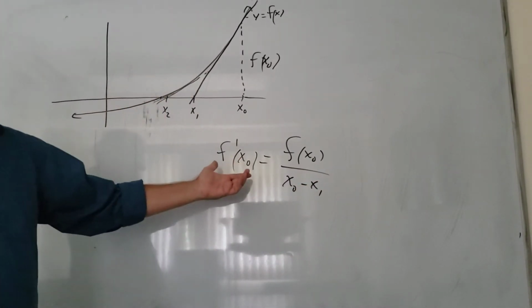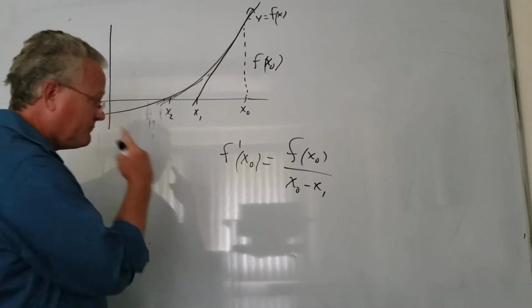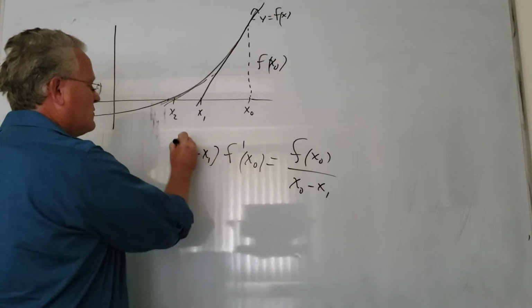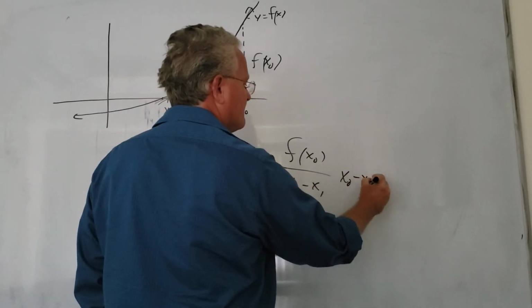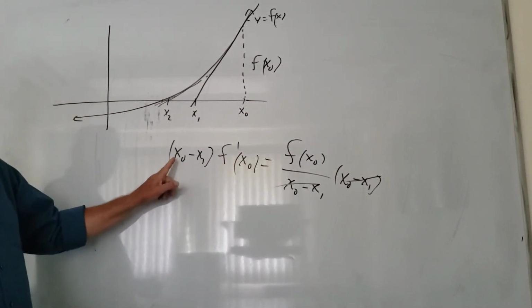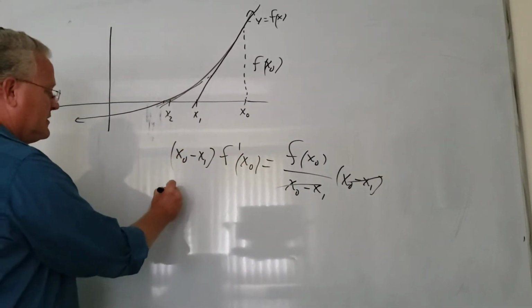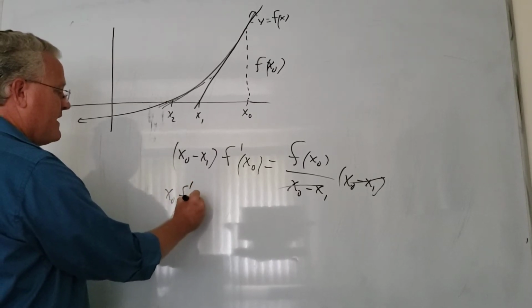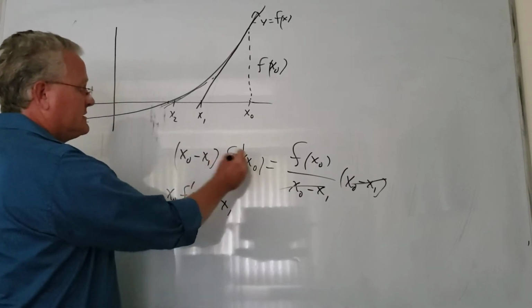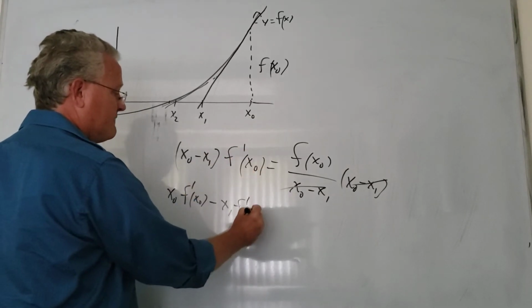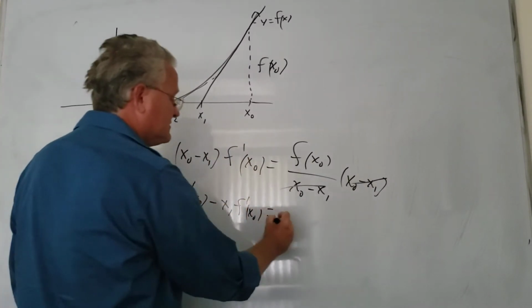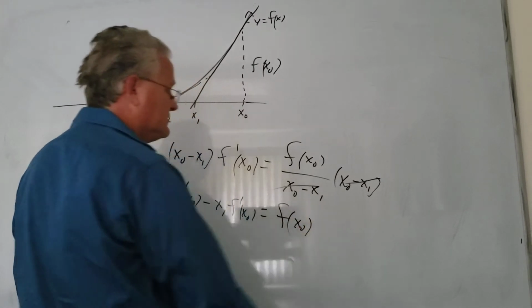Now what we want to do is just solve this equation for x1. So if I multiply both sides by x0 minus x1, on this side they cancel, and we're left with this. If I distribute, we get x0 times the derivative of f at x0 minus x1 times the derivative of f evaluated at x0. I just distributed that. And as we can see, this is equal to f evaluated at x0.